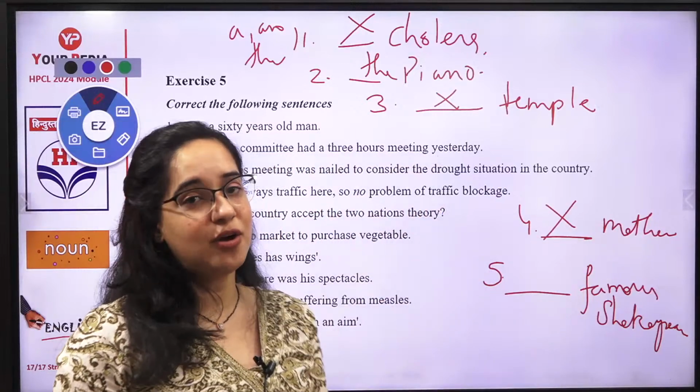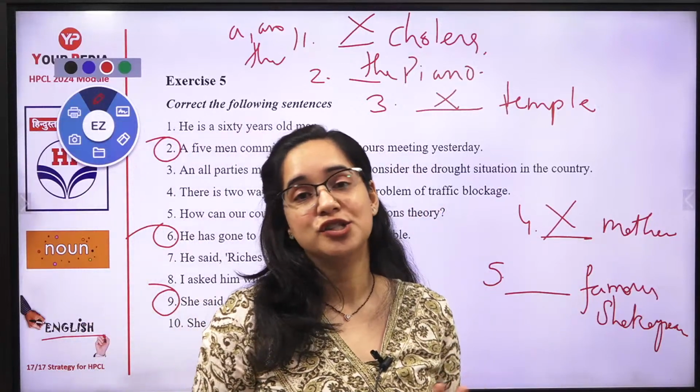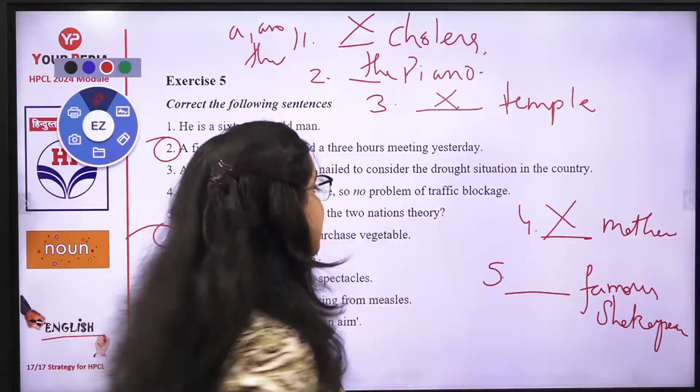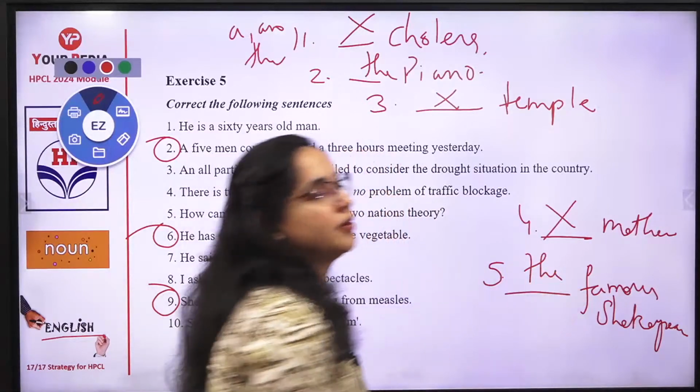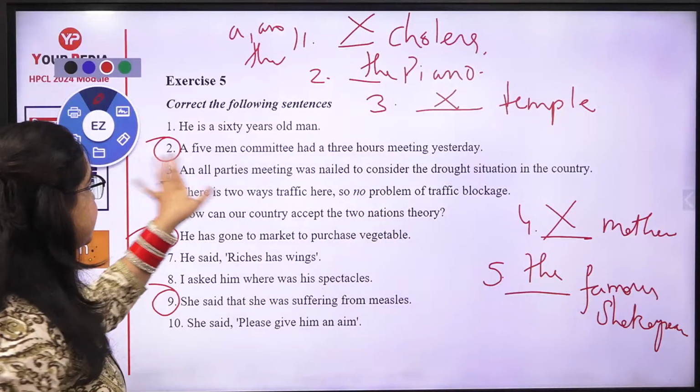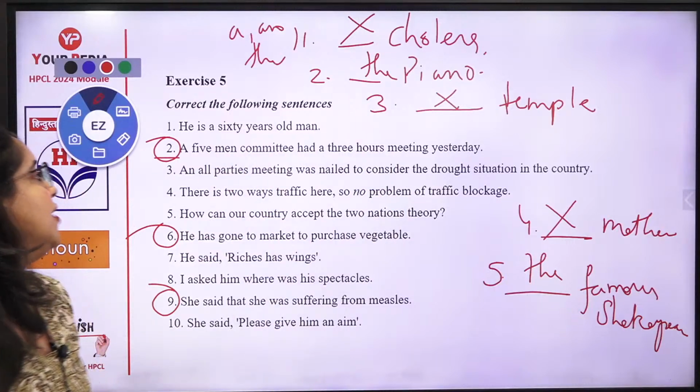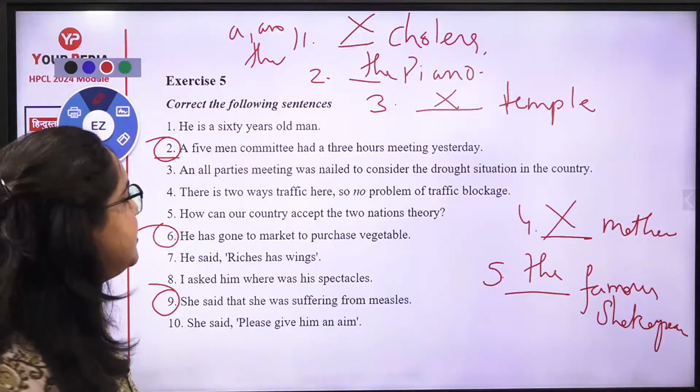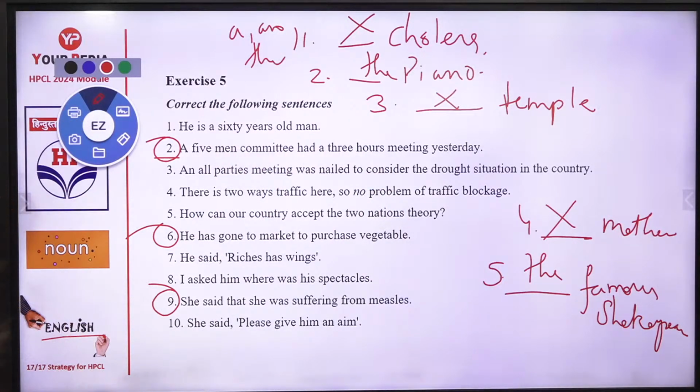Their mother भी तो हो सकता है, your mother भी तो हो सकता है, her mother भी हो सकता है. So that is a pronoun. Article कोई भी नहीं आया. Or the famous Shakespeare. Good. Got it, guys. Now next is second. Second में क्या आएगा? A 5-man committee had a 3 hours meeting yesterday. Go for the correction of the sentence. Second sentence.